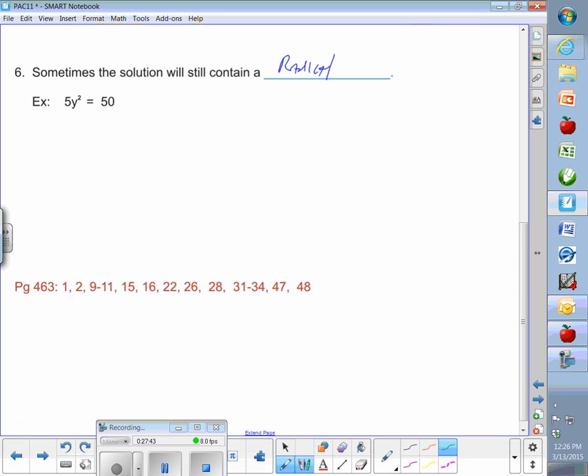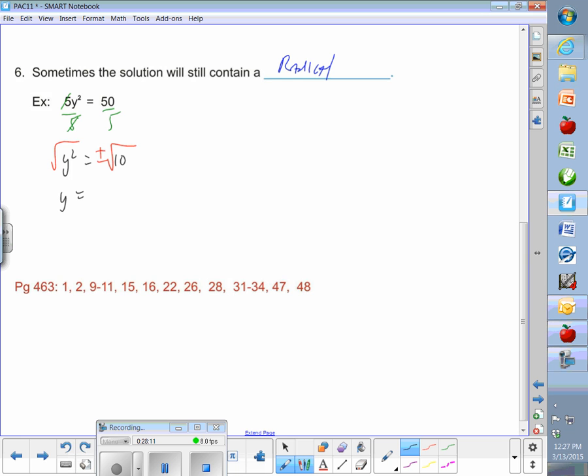So watch real fast. Isolate the square term. Let's divide both sides by 5, right? What do I have left on the left? Y squared. What do I have left on the right? 10. Agreed? Ready to square root both sides, right? Square root of y squared, square root of 10. Don't forget the plus minus.